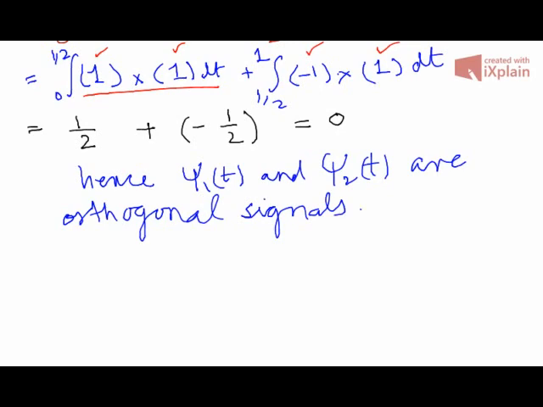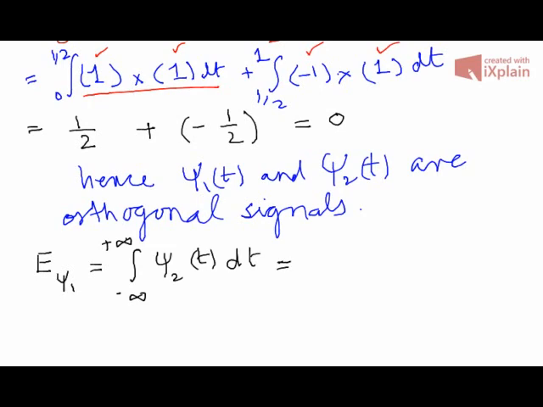Now to be orthonormal, we need to verify that their energies are also equal to unity. So to find the energies, let me find the energy of psi 1. Energy of psi 1 is the integral of the square of this signal. So by definition it is this one. The signal exists only between 0 to 1.